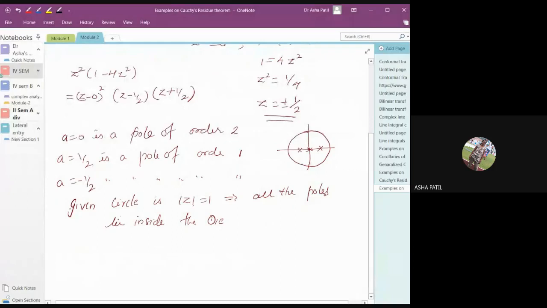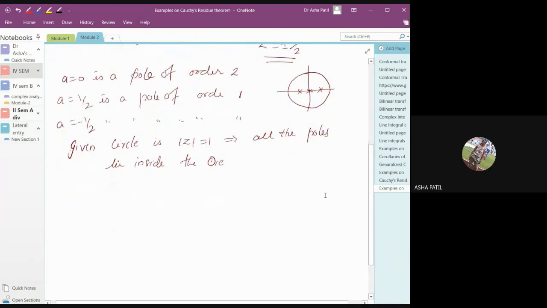Now that means we have to calculate the residues at each of the poles. I'll write the formula first. It is 1 upon (m - 1) factorial into limit as z tends to a of the (m - 1)th order derivative of (z - a) raised to m into f(z). So let us go for each of those.